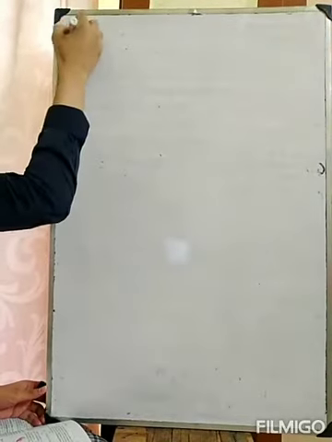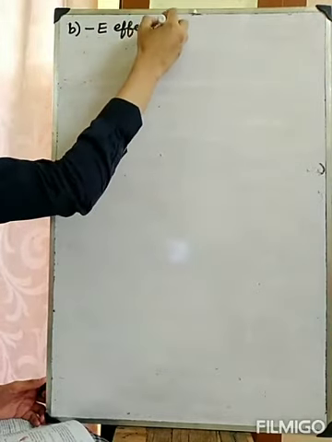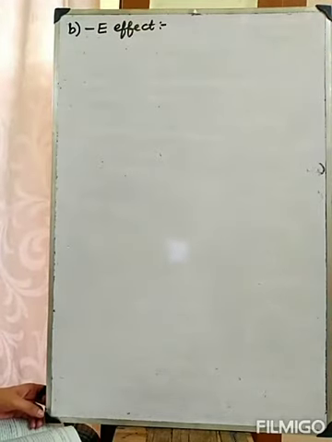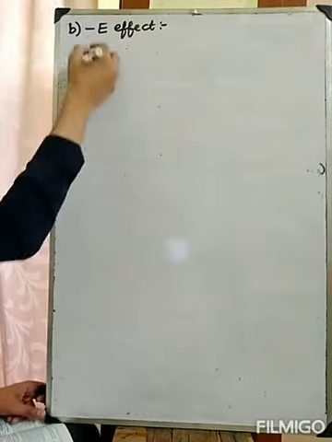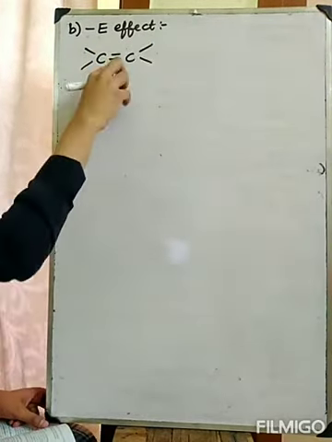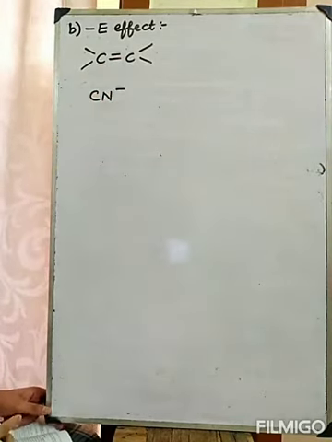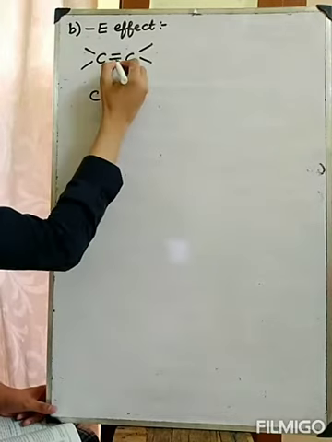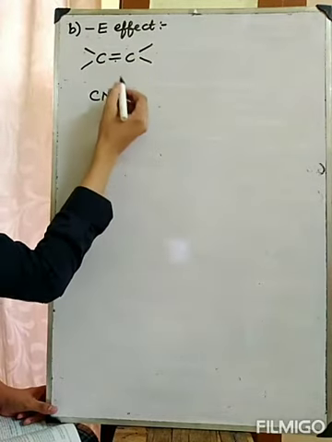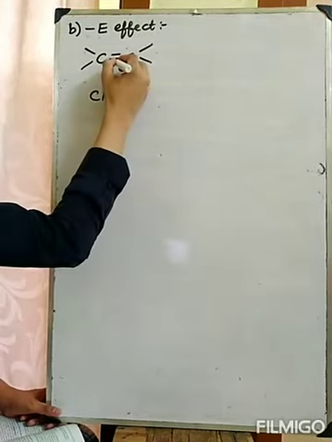Okay, right. The next one is minus E effect. Minus E effect means the attacking molecule will be negatively charged. So again I am taking one carbon-carbon double bond. So what will happen here? I am taking one negatively charged attacking molecule. So this is negative charge, so here I need one positive charge. Yes or no?